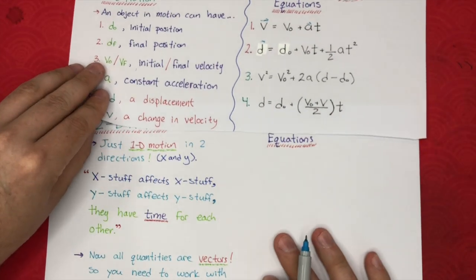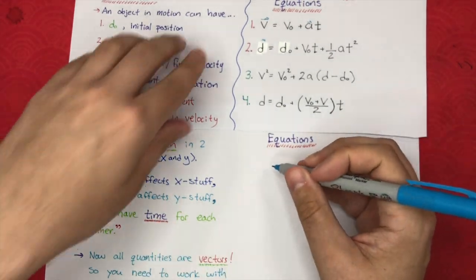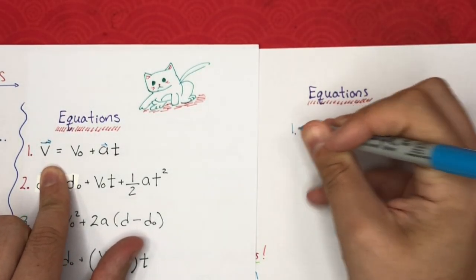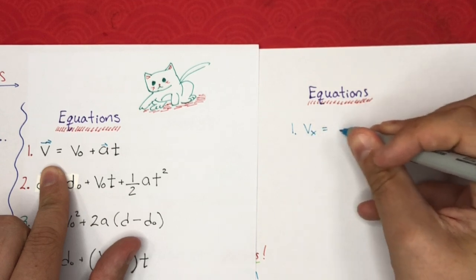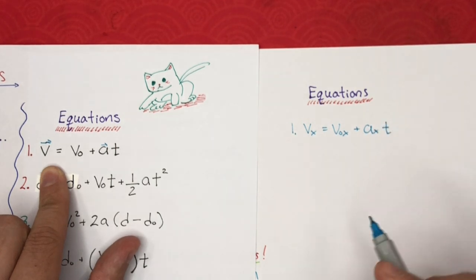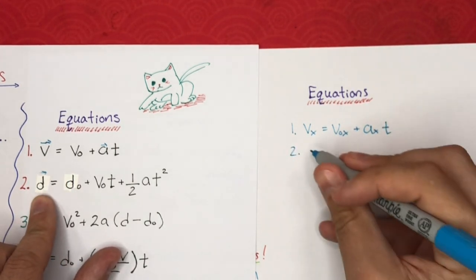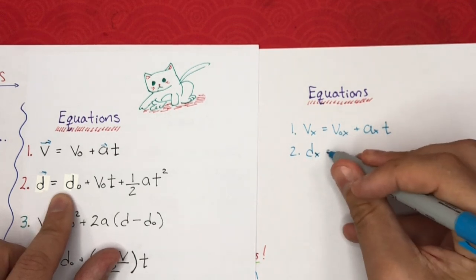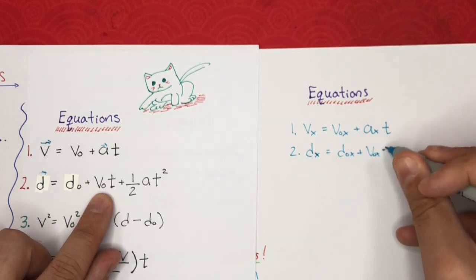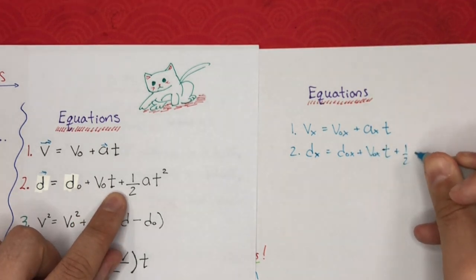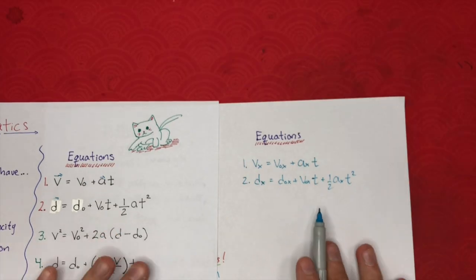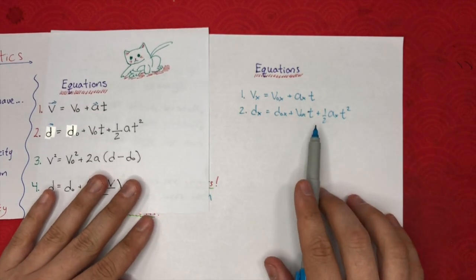When we do any work in the x direction, we said the x stuff affects the x direction. Well, this first equation right here, we can rewrite this as the velocity in the x direction is equal to the initial velocity in the x direction plus the acceleration in the x direction times time. This second equation here is going to be the position in the x direction is going to be equal to the initial position in the x direction plus the initial velocity in the x direction times time plus 1/2 ax times t squared. All of these quantities are the quantities that affect only the x direction, okay?